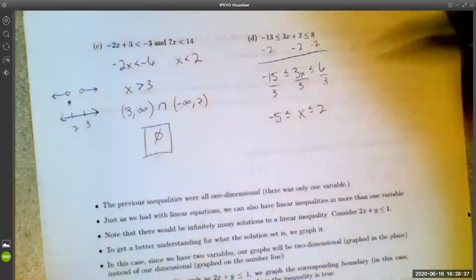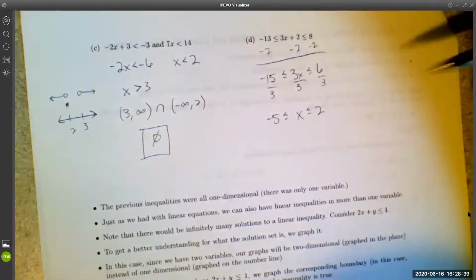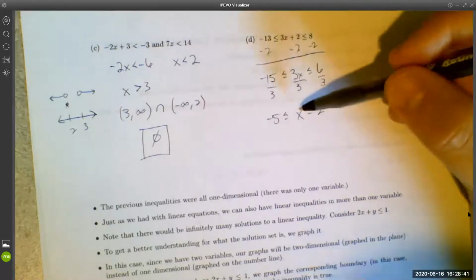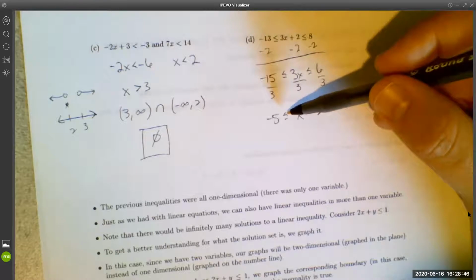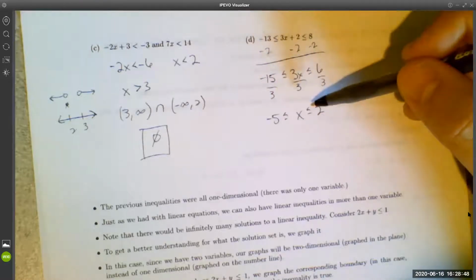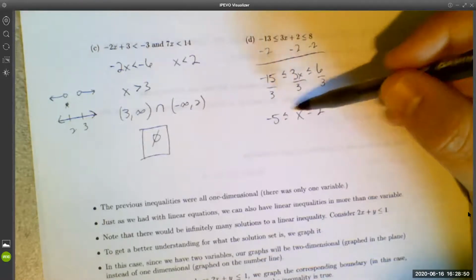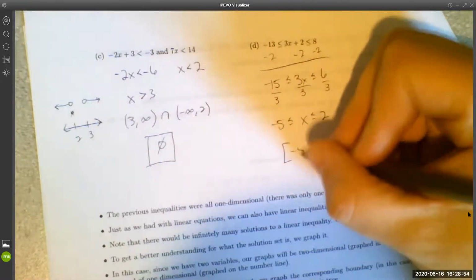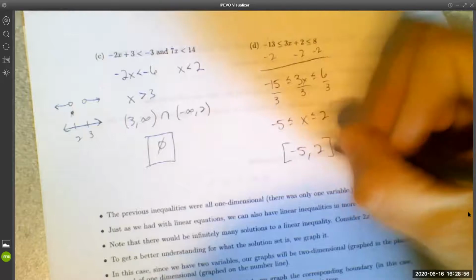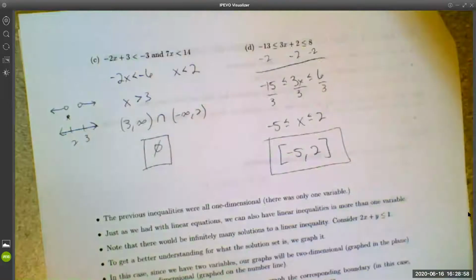And then what's nice about this is that I don't have to worry about taking intersections or anything like that. This means exactly what it looks like. This means, well, x is bigger than or equal to negative 5, but also less than or equal to 2. In other words, x is between negative 5 and 2, just like it looks like. So the solution set would look like negative 5 to 2. And that's it for that.